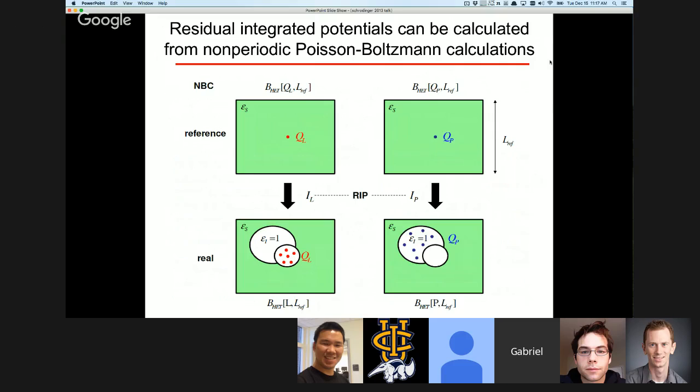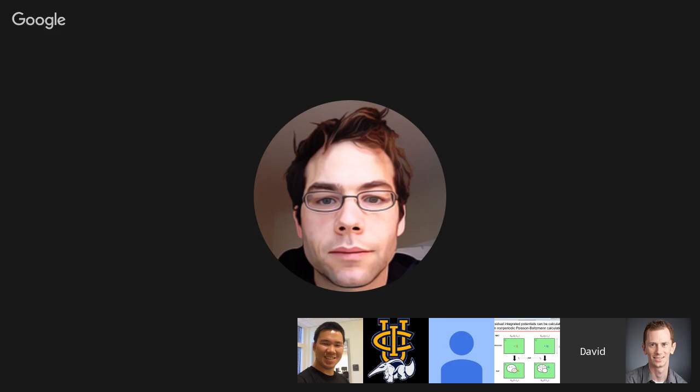Okay. Yes. Could you sort of get them both at the same time by doing the bottom system calculations with periodic boundary conditions and without periodic boundary conditions and subtracting?